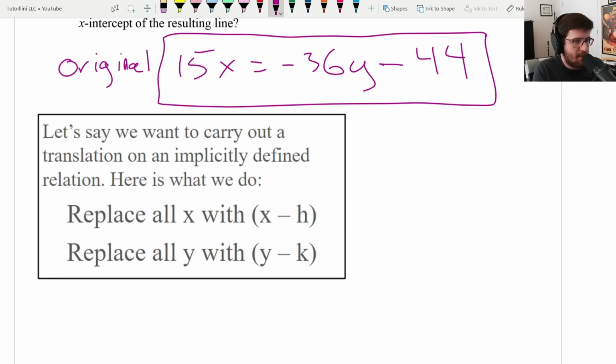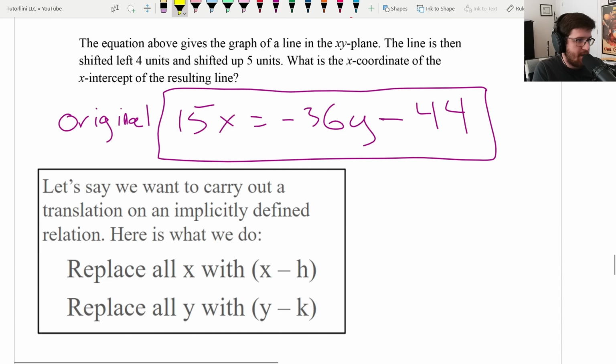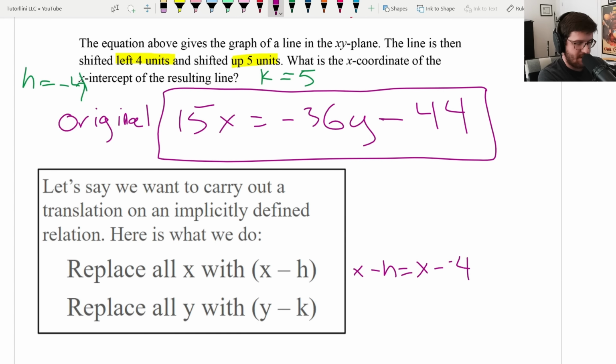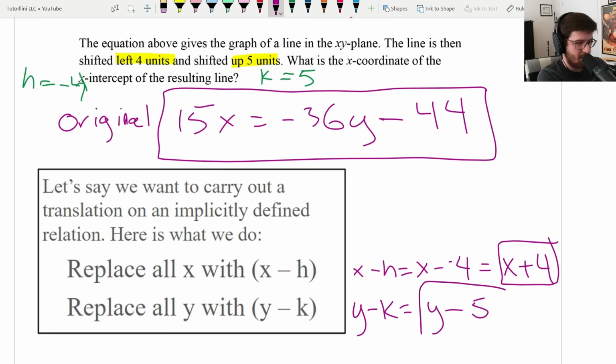Anyway, so let's look at the thing. So if we go left 4 units, left is the negative x direction. So that means h equals -4. And then if we go up 5 units, up is the positive y direction. So that means k is 5. So x minus h is equal to x minus -4, which is x plus 4. So we're going to replace the x's with x plus 4. And y minus k is y minus 5. So we're going to replace the y's with y minus 5.